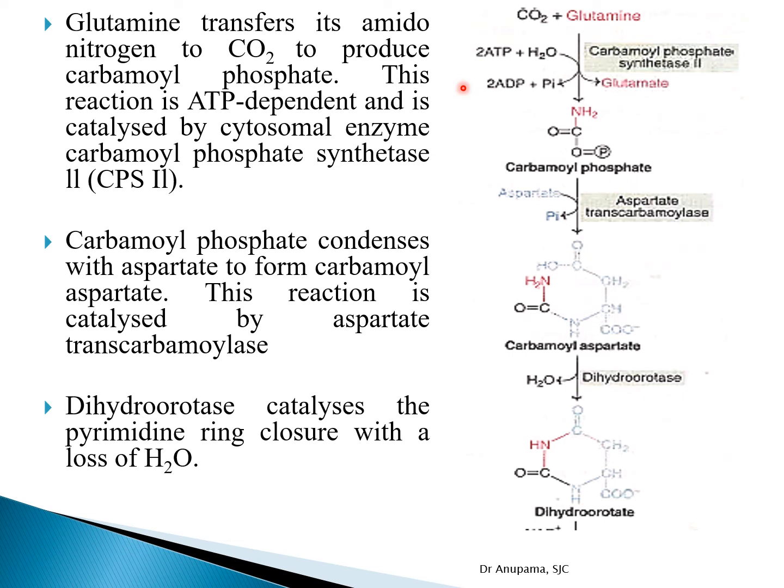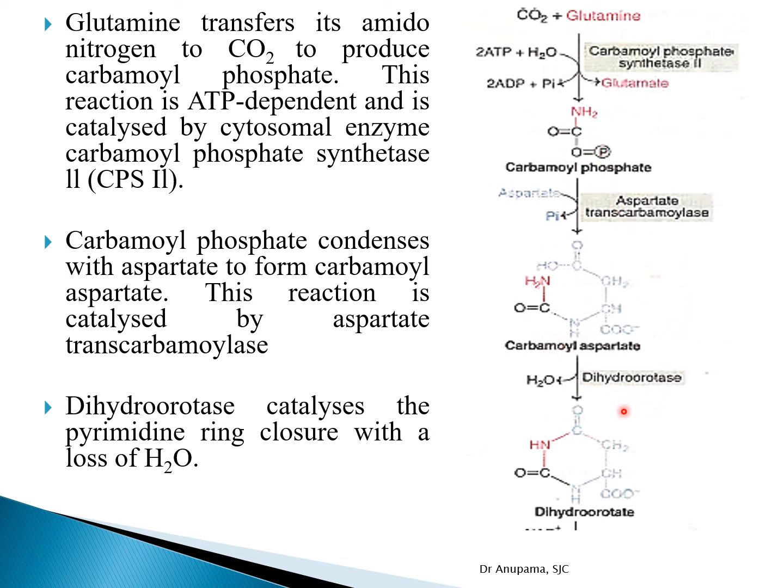The first step is condensation between carbon dioxide and glutamine. Glutamine transfers its amido nitrogen to carbon dioxide to produce carbamoyl phosphate. This reaction is ATP dependent and is catalyzed by the cytosolic enzyme carbamoyl phosphate synthetase 2, abbreviated as CPS2. The carbamoyl phosphate now condenses with aspartate to form carbamoyl aspartate, and this reaction is catalyzed by aspartate transcarbamoylase. The phosphate is eliminated.